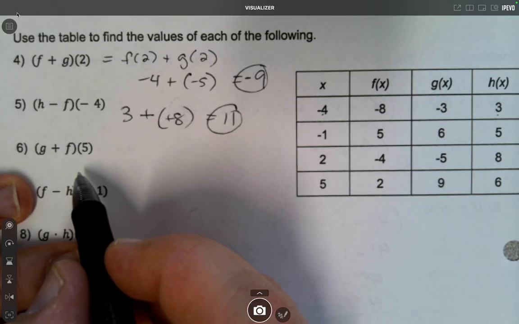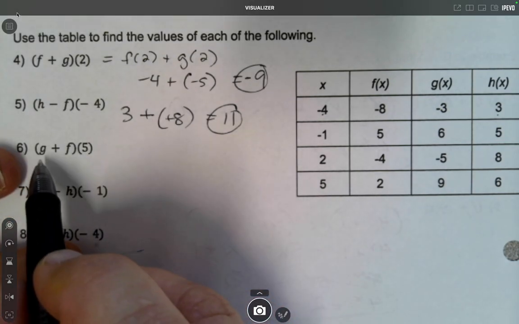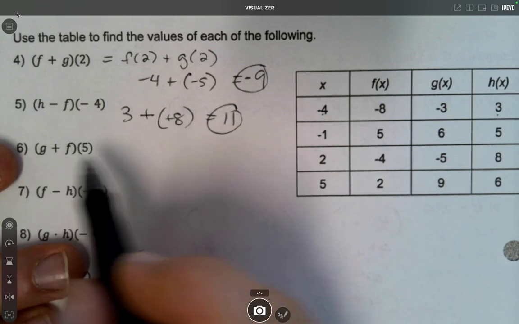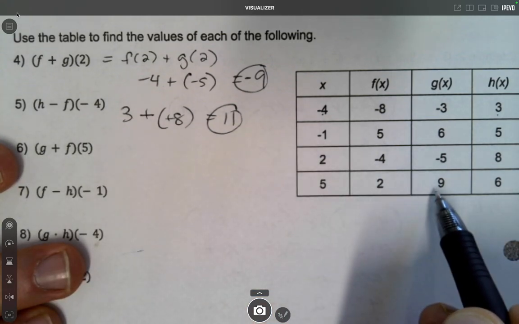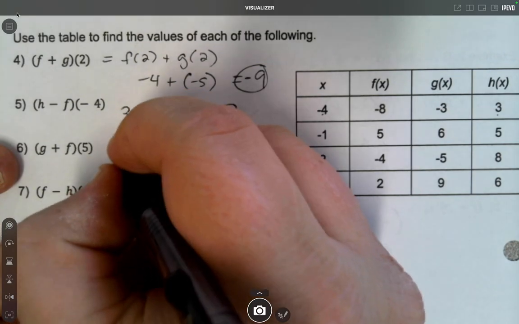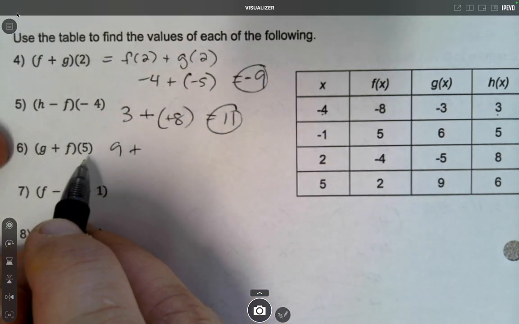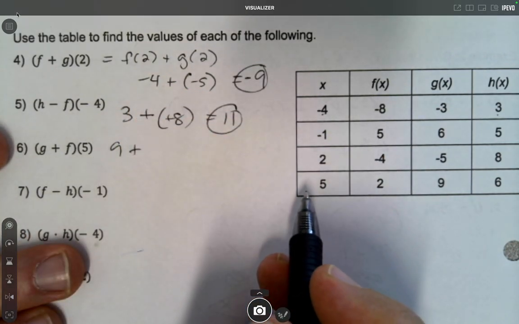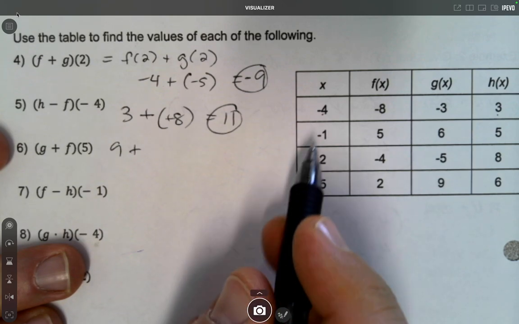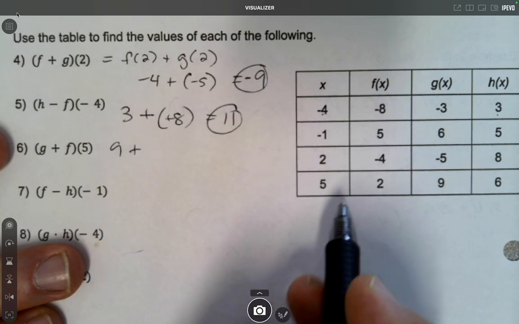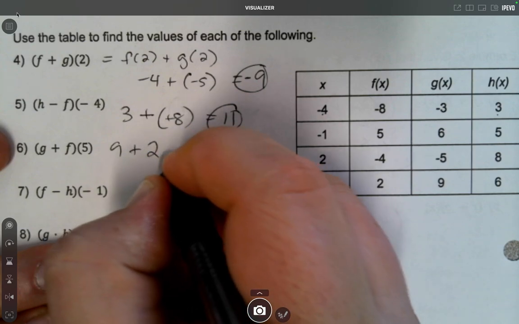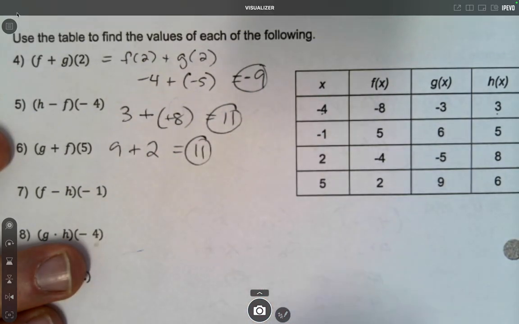Okay, g plus f when we plug in 5. So I need to first plug 5 in for g. So here's 5, here's g, it's equal to 9. Now we need to plug in 5 to f. So I look at 5, look at f of x, plug in 5, and I get 2. 9 plus 2 also equals 11.